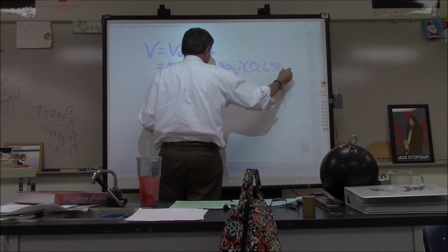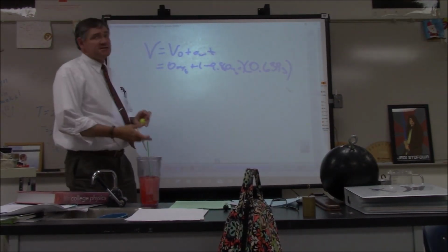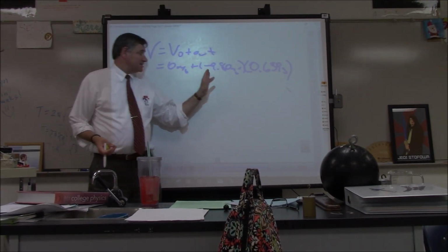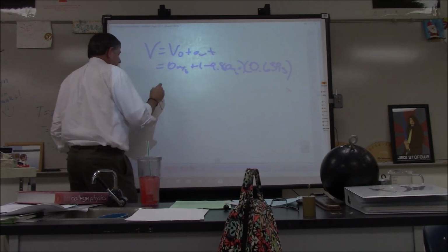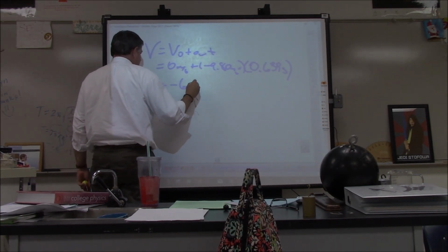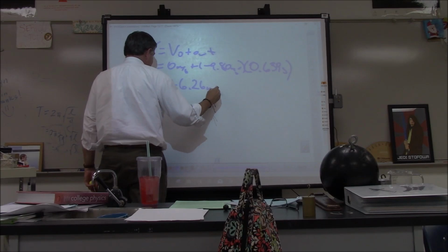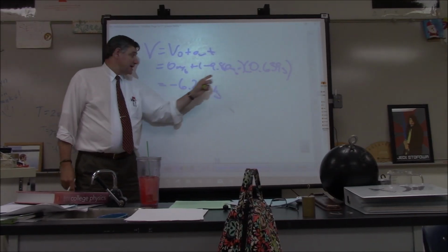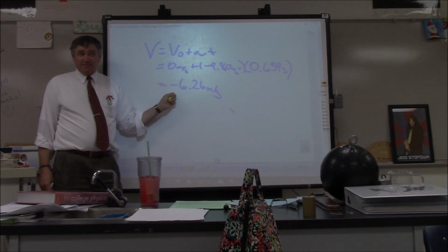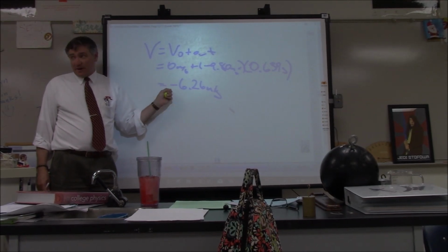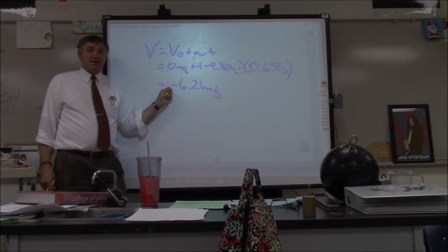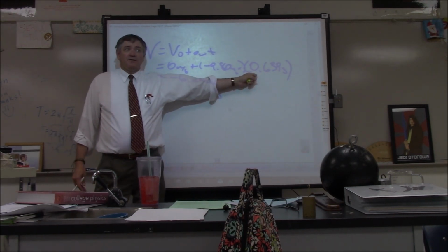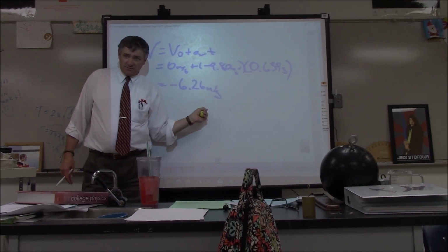0.639 seconds? Yes. Okay, so here's the advantage of this. I'm going to take negative 9.8 times 0.639. Oddly enough, you get the exact same velocity. The advantage of this equation is that it automatically gives you the negative sign, and you don't have to think about it. The disadvantage is that if the time is wrong, this is wrong.